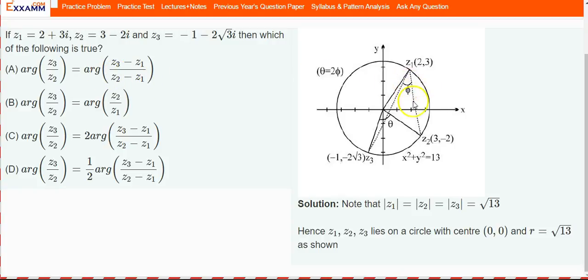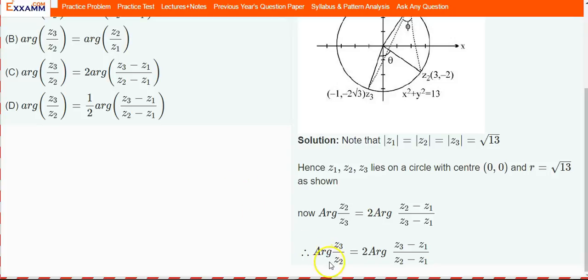So this phi would be argument of (Z2 minus Z1) upon (Z3 minus Z1), if we take this as the clockwise direction, and this angle is half of this angle, which would be obtained by (Z3 minus 0) divided by (Z2 minus 0). So we get the solution: argument of Z3 upon Z2 is equal to 2 times argument of (Z3 minus Z1) divided by (Z2 minus Z1). So our third option is correct.